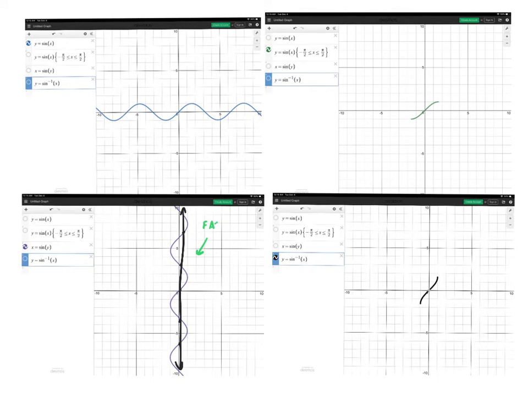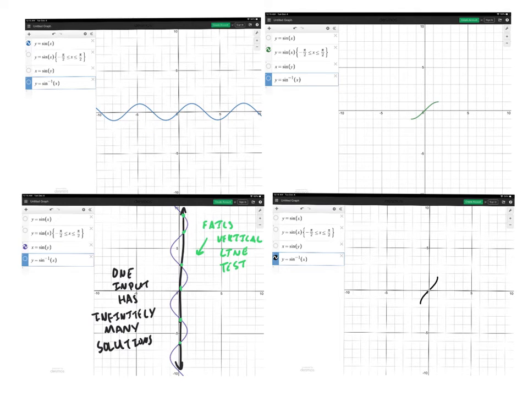Fails vertical line test. Look at all of these inputs. Look at all of these outputs for just one input. One input has infinitely many solutions. Okay, so that's when I'm looking at the entire sine graph across its whole domain.